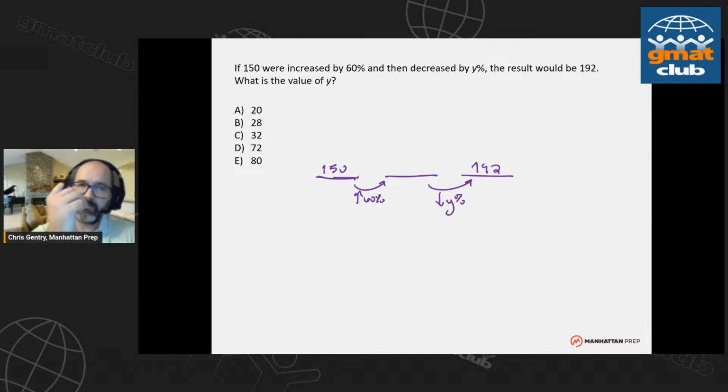Increasing something by 60% is the same as multiplying it by 1.6, or by, let's see, 16 over 10, or 8 over 5. And when I do that multiplication, I will get 240. Again, 150 times 8 over 5. 5 will go into 150 30 times, so I'll get 240 there.